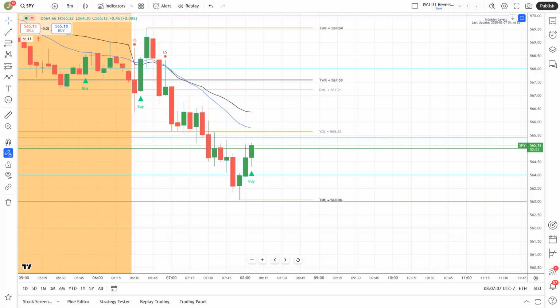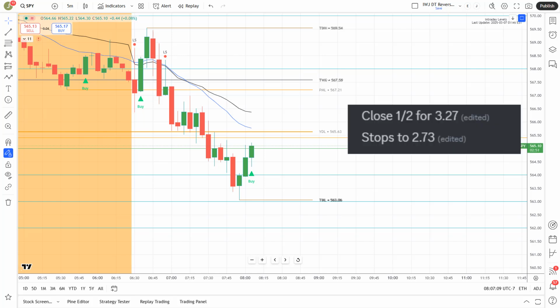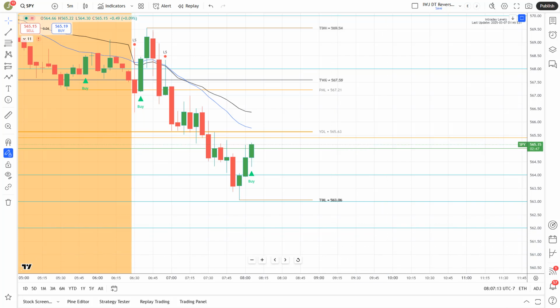There's our first take. We get $3.27. So there's a winning trade right there, guys. We're going to set our stops to 273. And we have our first take in. So that's a 20% winner. I'm going to type this in my group real quick. Day trade alerts. Close 1/2 for 327.